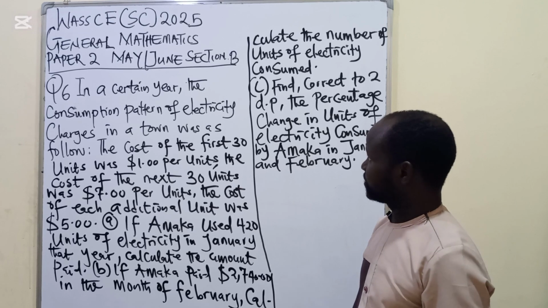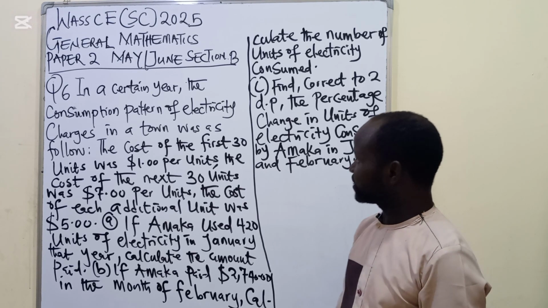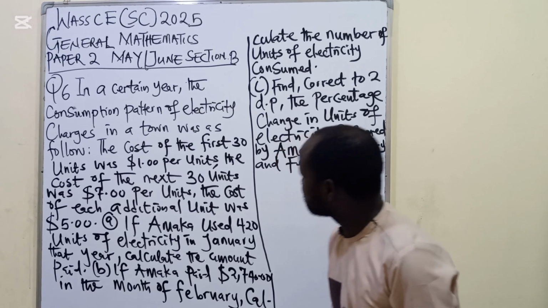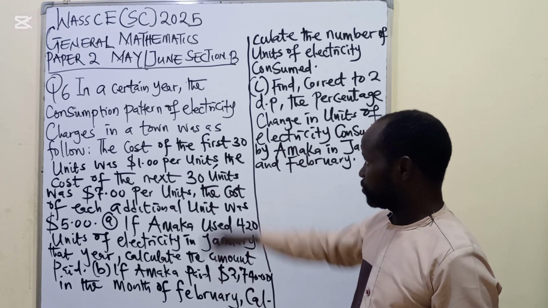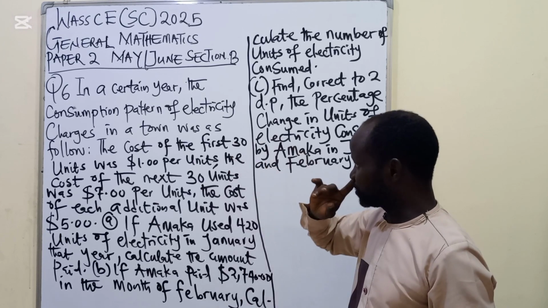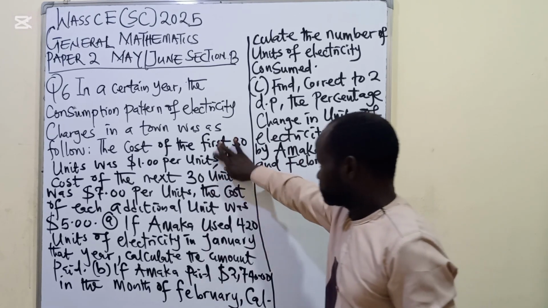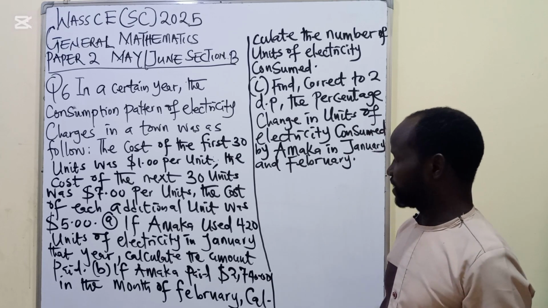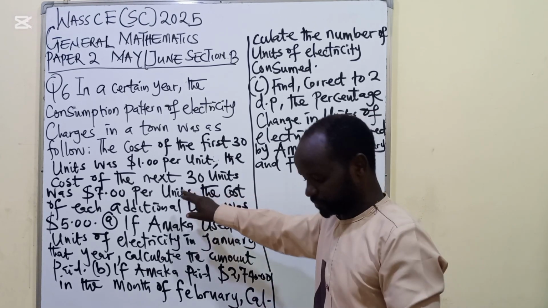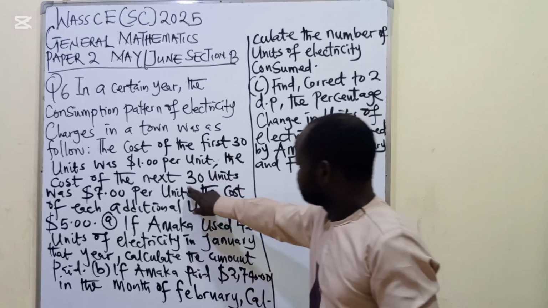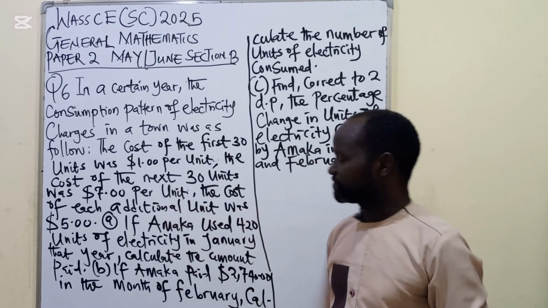Question 6 reads, in a certain year, the consumption pattern of electricity charges in a town was as follows. The cost of the first 30 units was $1 per unit. The cost of the next 30 units was $7 per unit. The cost of each additional unit was $5.